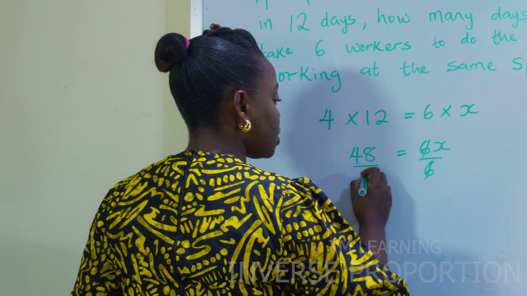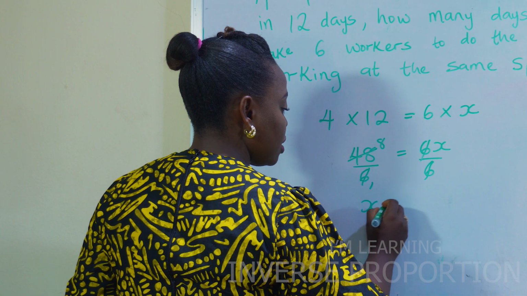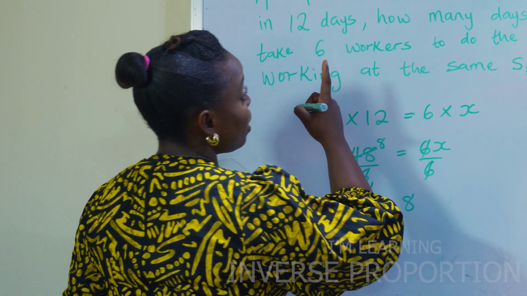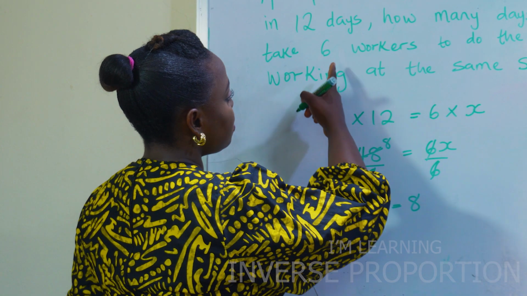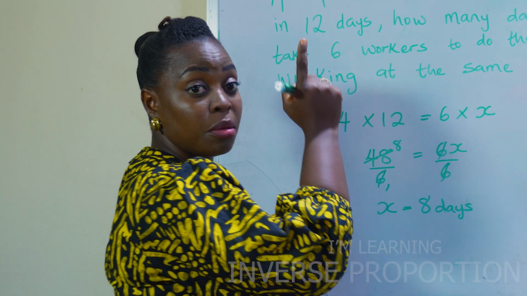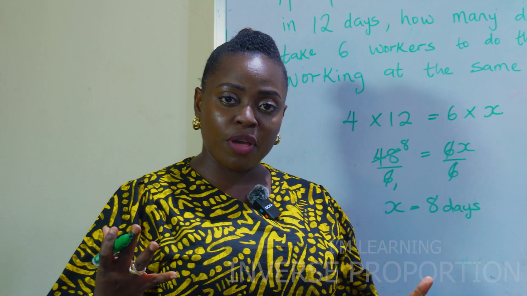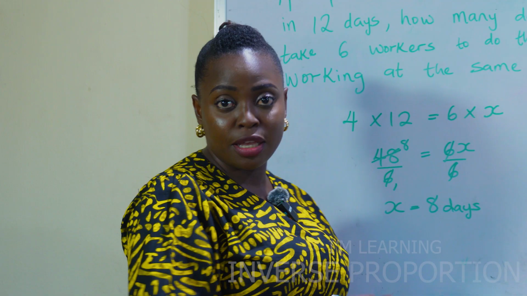6 will cross out 6. 6 will go in 48 8 times. So x is equal to 8. So that means that it would take 6 workers 8 days to build the same wall. Now let's look at another method of solving this same question.